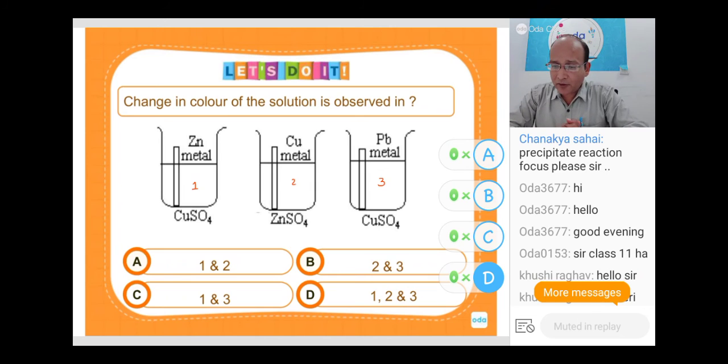And here is the next question for you guys. Jaldi se, you guys are doing great. Answer this question in the ballot. This is also the same question, metal displacement reaction, where you observe a change in color. In which beaker will you observe the change in color?